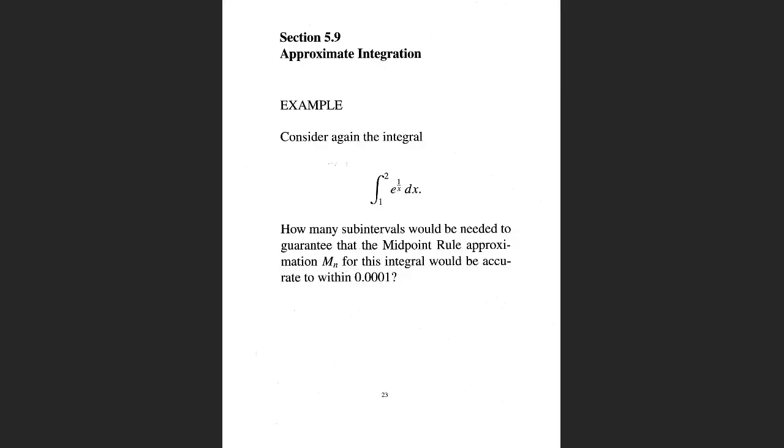So for simplicity, we're going to work with the same definite integral that we worked with for the first example, the integral from 1 to 2 of e to the 1 over x power dx. But this time, I want to find out how many subintervals would guarantee that the midpoint rule approximation for this integral would be accurate to within 1/10,000th.